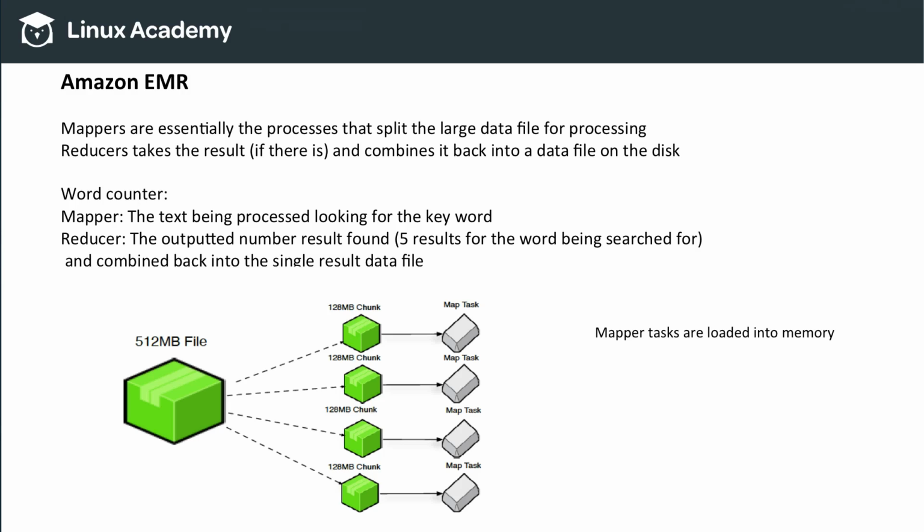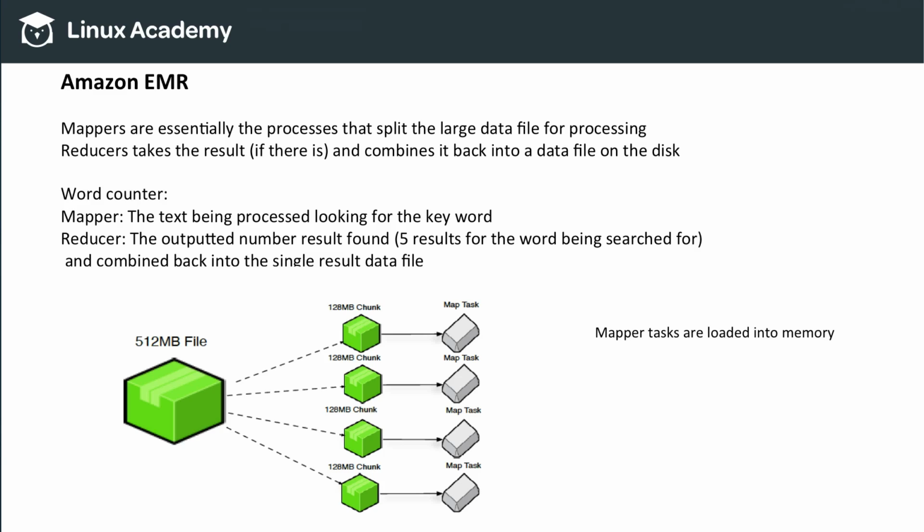So EMR is made up of really mappers and reducers. These mappers perform your execution of logic. They're the things that go in and perform the execution on a chunk of data. Now, mappers are essentially the process that split the large data file for processing and then process it. Reducers take the result of that processed data, if there is a result, and combine it back into a data file on a specified disk, like Amazon S3, or the Hadoop file system, which would live on an EBS volume on the cluster.